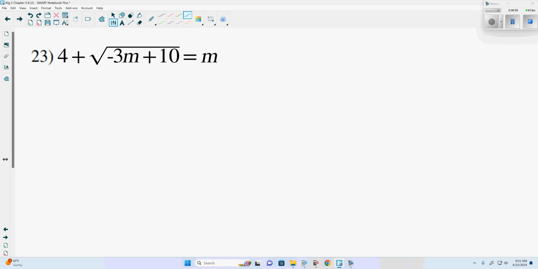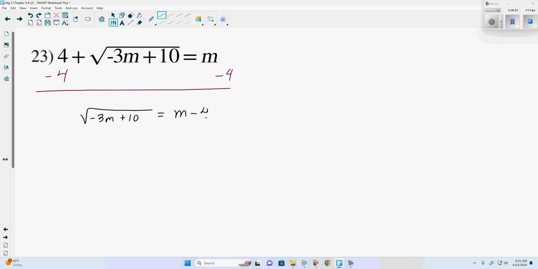So 4 plus the square root of negative 3m plus 10 equals m is our equation for this here. So is there one radical? Yes. Get it by itself. So we would subtract 4 from both sides. The left-hand side would be the square root of negative 3m plus 10 is equal to m minus 4.